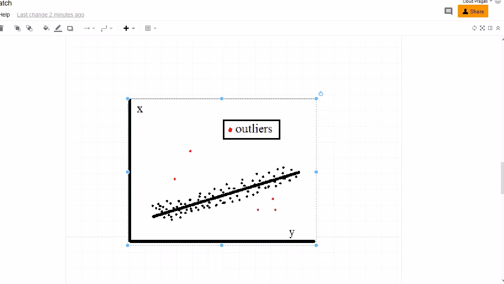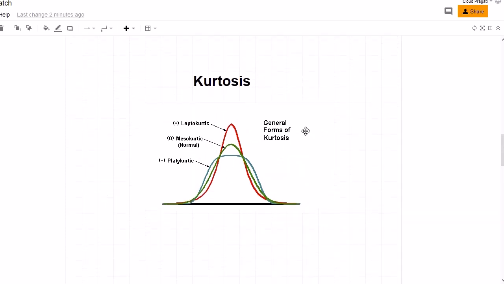Now the question that comes up is, how can we identify these outlier data points? Then kurtosis comes into the picture. So kurtosis helps us to identify the outlier data points. We have three types of kurtosis. The first one is leptokurtic, the second one is mesokurtic, and the third one is platykurtic. Mesokurtic is the representation of normally distributed data. That means our data set doesn't contain any outliers.